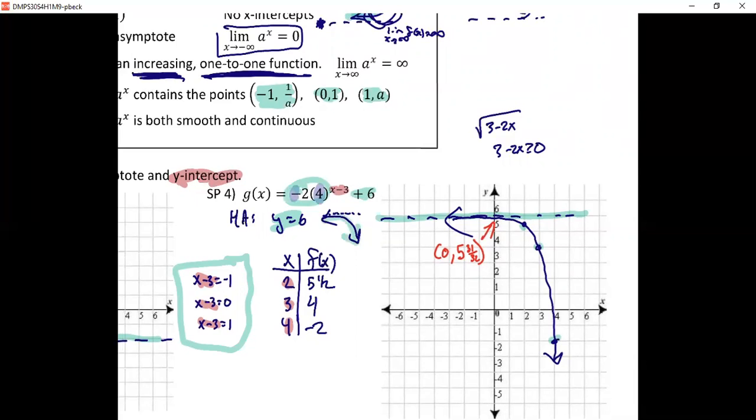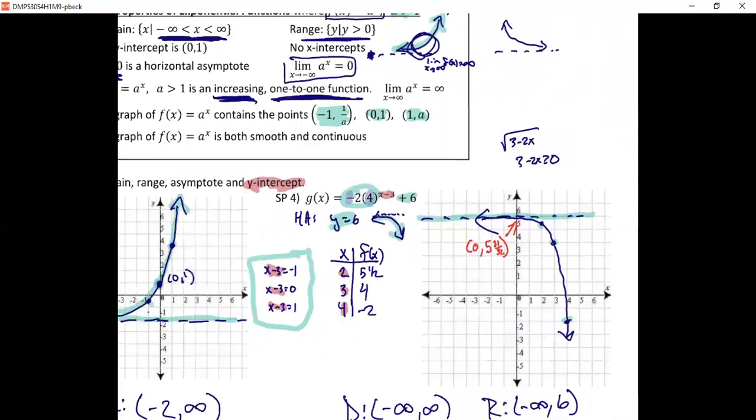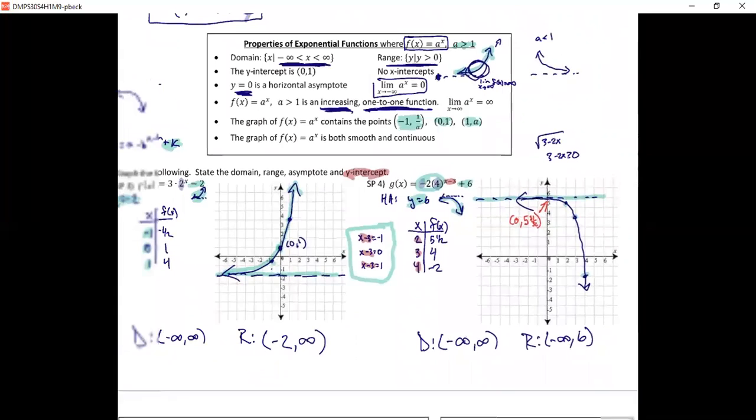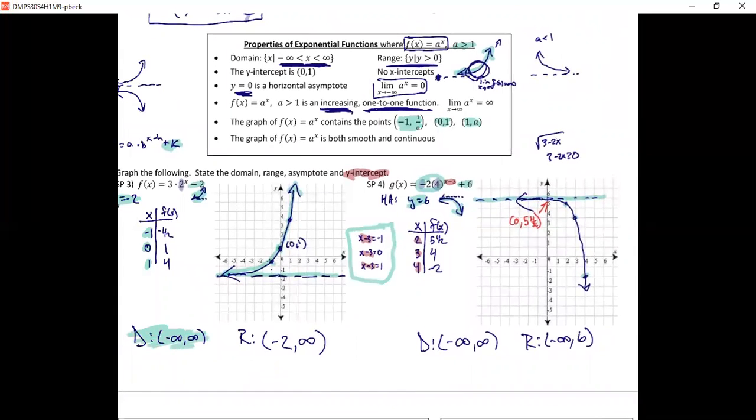It looks like so. Now, one of the things these problems are asking is: what's the domain and range? The domain of every exponential function is all reals. The range, since this is positive growth, is going to be from the asymptote to infinity. And problem number 4 is negative growth, which gives us a range from -infinity to 6. Please, please, please don't ever say 6 to -infinity. It's always going to be the lower number to the higher number.